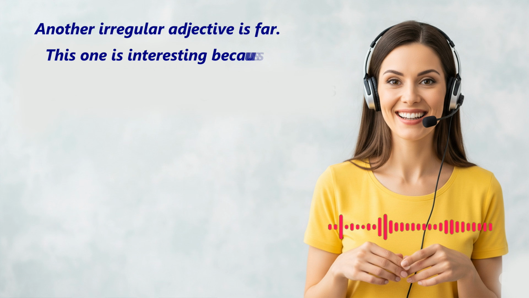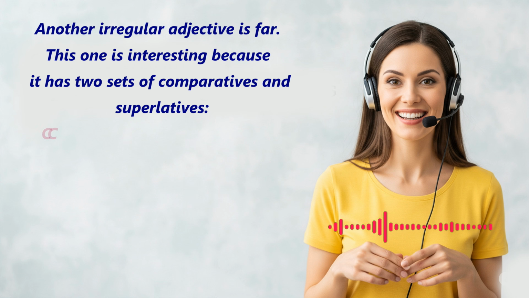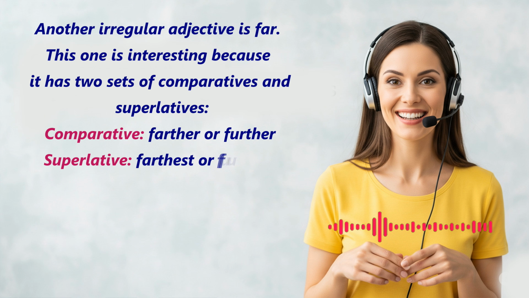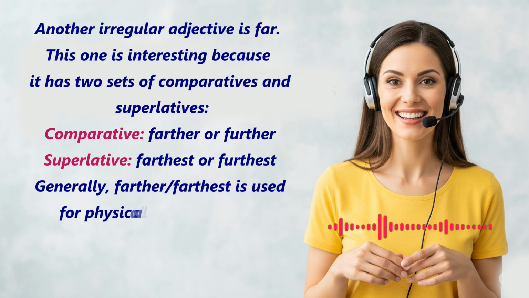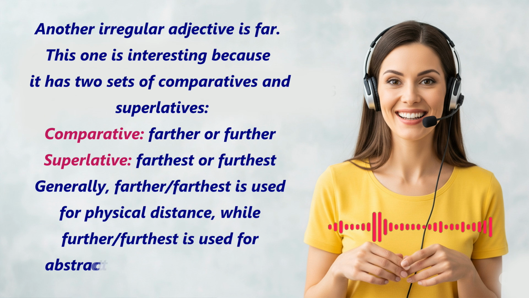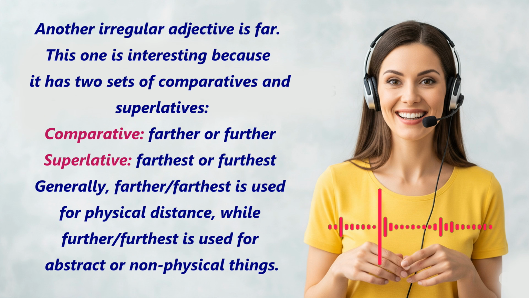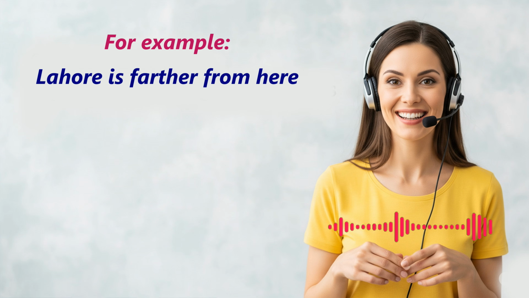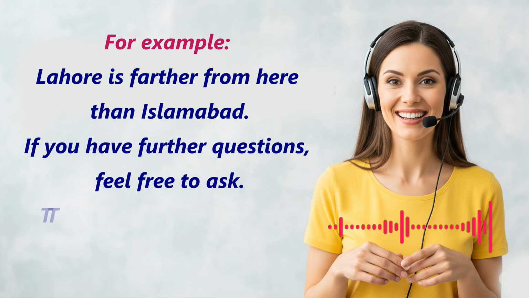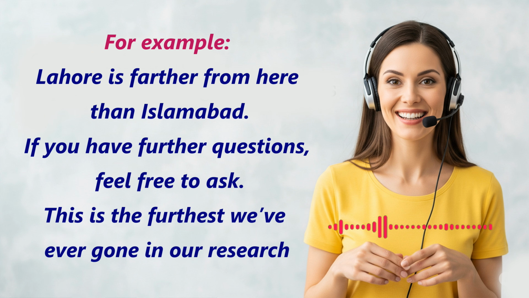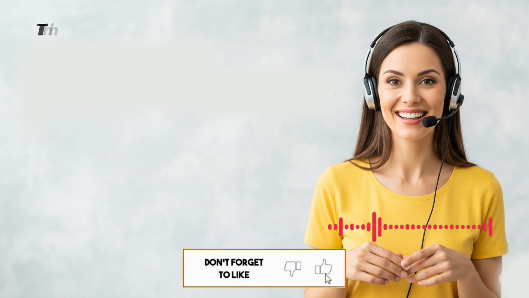Another irregular adjective is far. This one is interesting because it has two sets of comparatives and superlatives. Comparative, farther or further. Superlative, farthest or furthest. Generally, farther, farthest is used for physical distance, while further, furthest is used for abstract or non-physical things. For example, Lahore is farther from here than Islamabad. If you have further questions, feel free to ask. This is the furthest we've ever gone in our research.